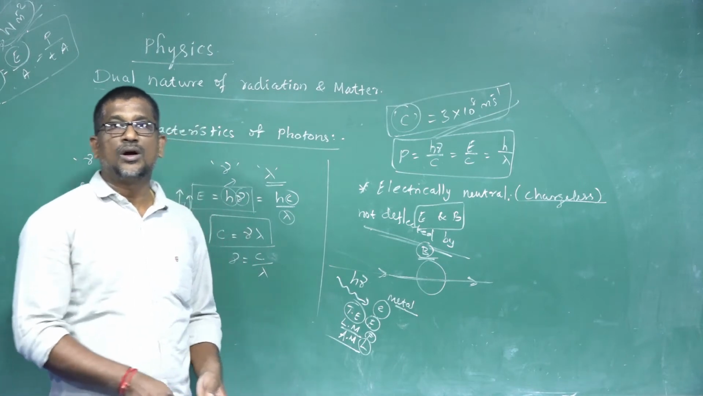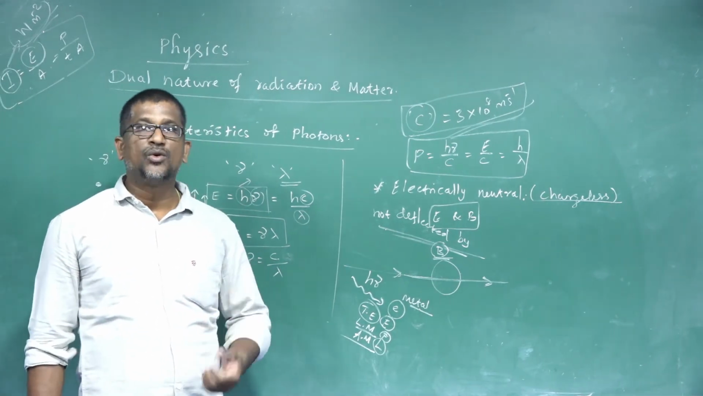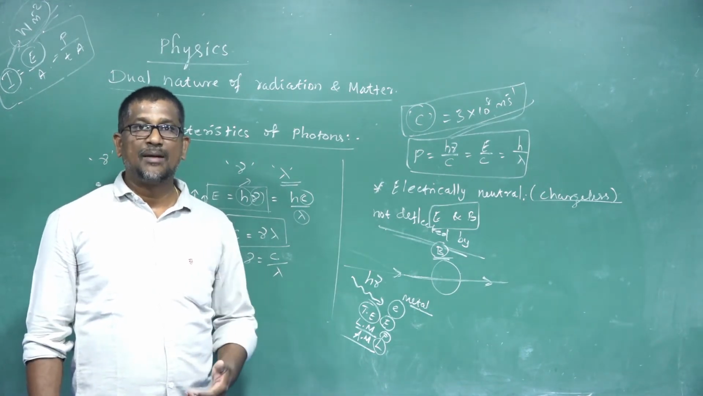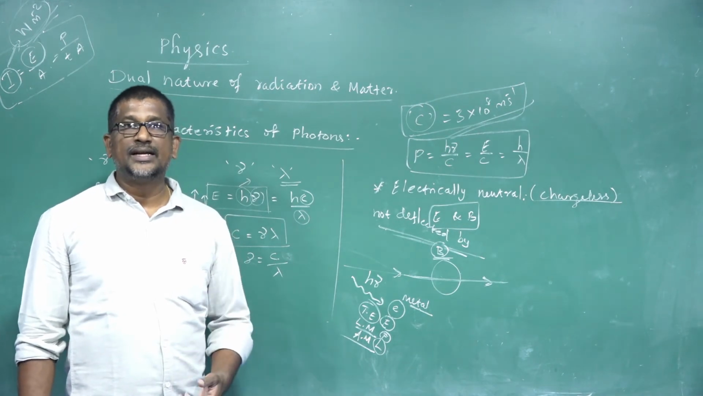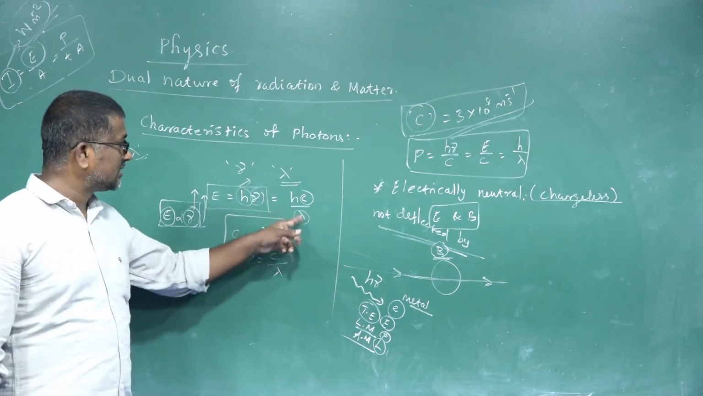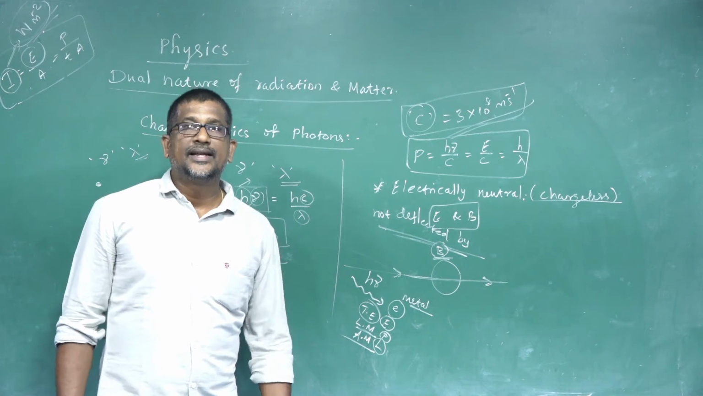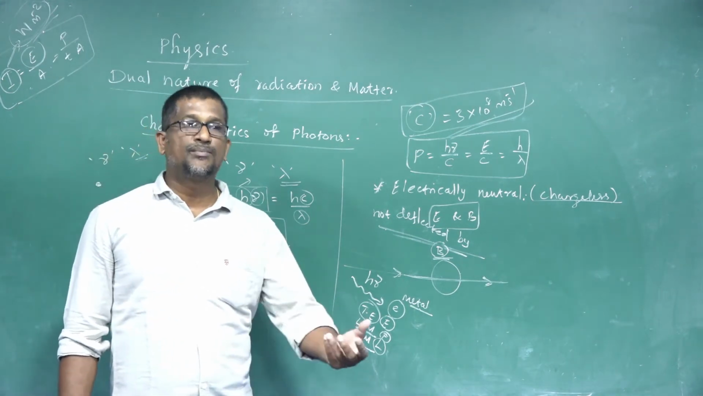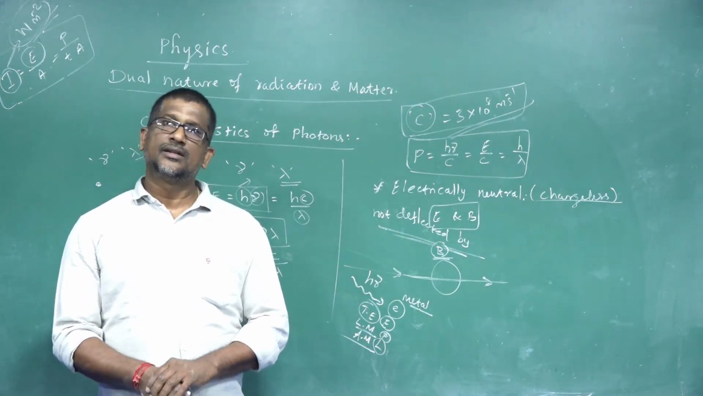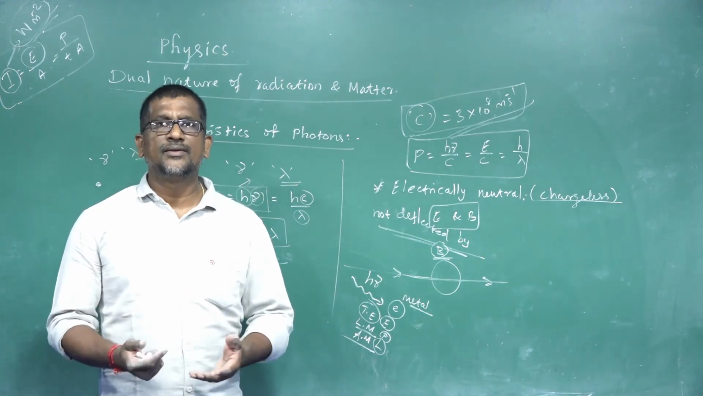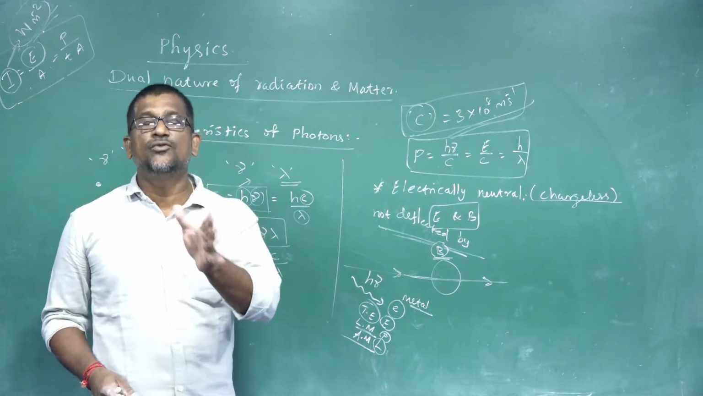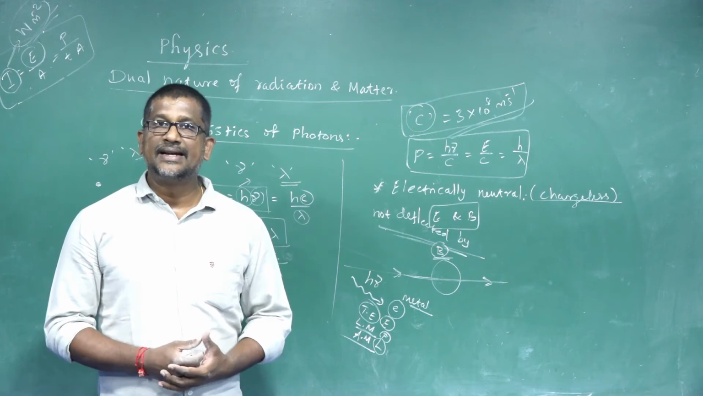So once again I repeat all the characteristic properties of a photon one by one. First, the photons of light of frequency nu and wavelength lambda will have energy, given by the relation E is equal to h nu, or E is equal to hc divided by lambda. Second, the energy of the photon can be determined from the frequency of the radiation, but not from the intensity of the radiation. Reason: there is no physical relation between the intensity of the radiation and the energy of a single photon of the radiation.